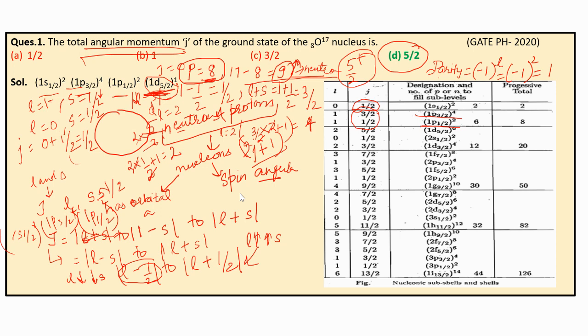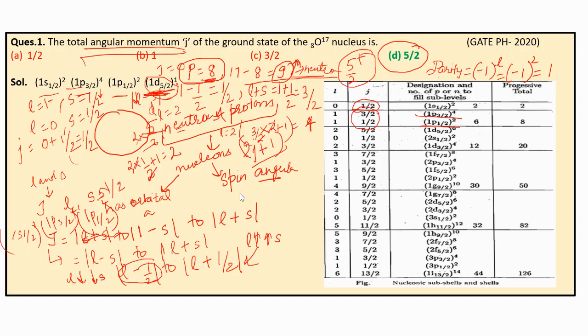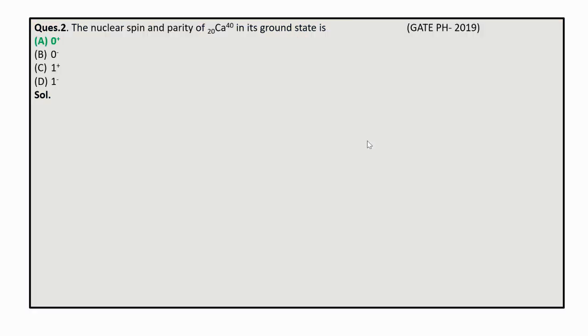Ma'am, 0 plus. Yes, correct. Because you can see here that if you start filling the neutrons and protons, the neutrons are 20 and the number of protons is also 20. So both are even, right? And I told you if this is even, that means total angular momentum will be 0. Now you need to find out the parity also. So just start filling.